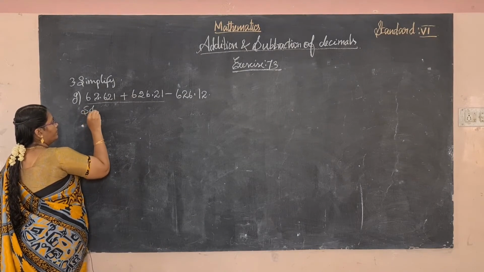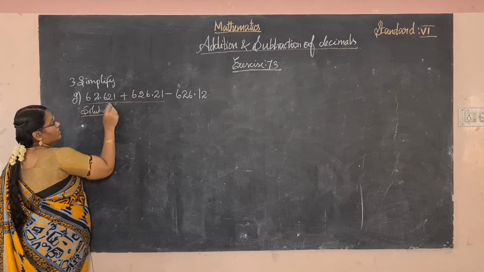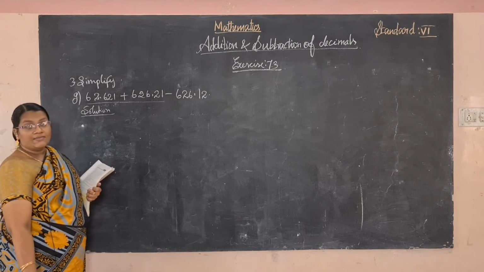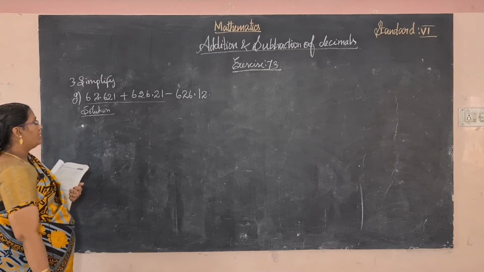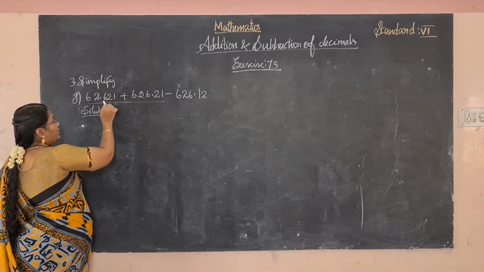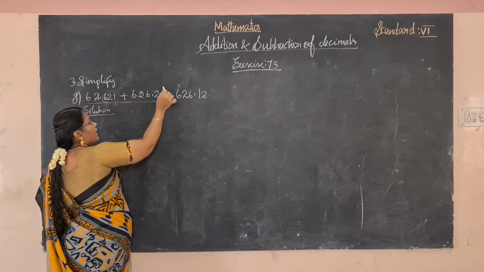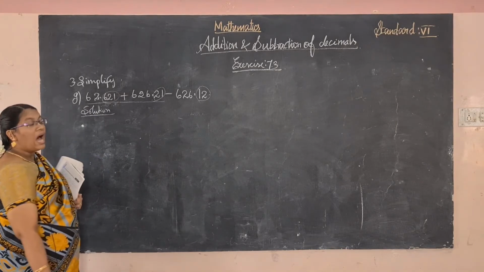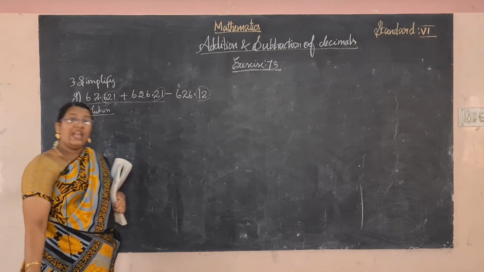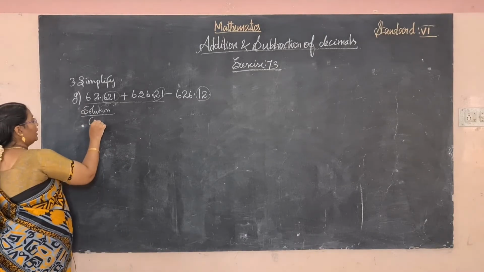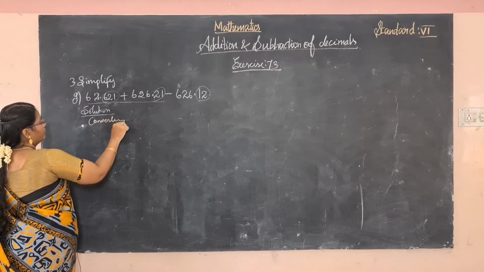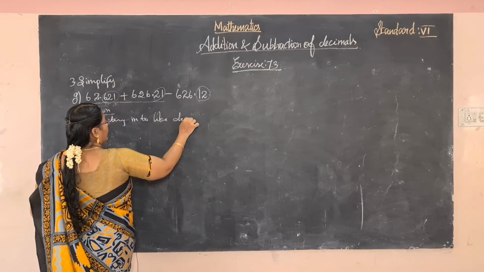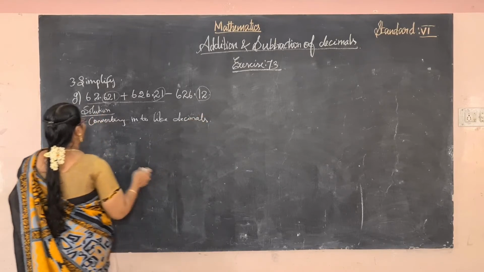Okay, solution. First check the decimal places. Are the given data like decimals or unlike decimals? First we check. Here there are 3 decimal places, here 2 decimal places, and here also 2 decimal places. So unlike decimals are given, and you have to find the like decimals. So, converting into like decimals.